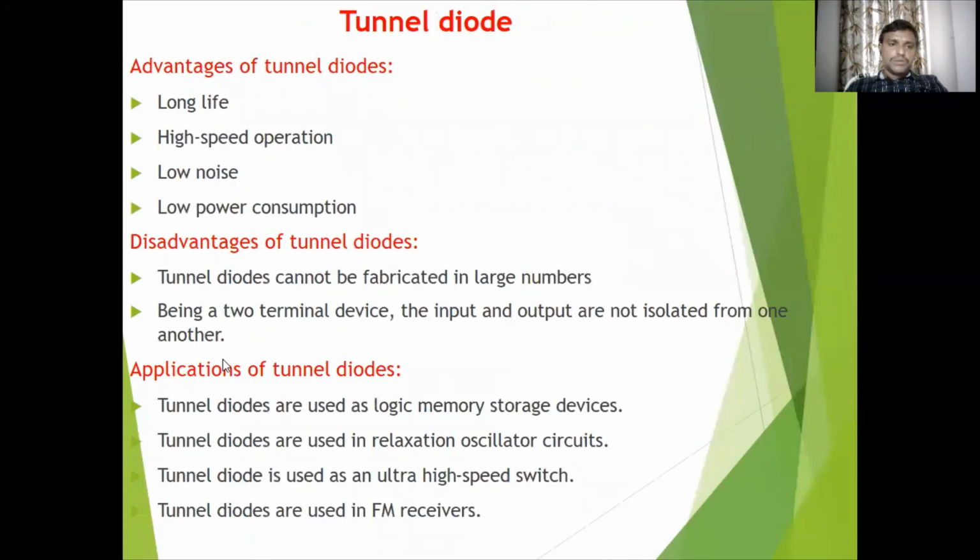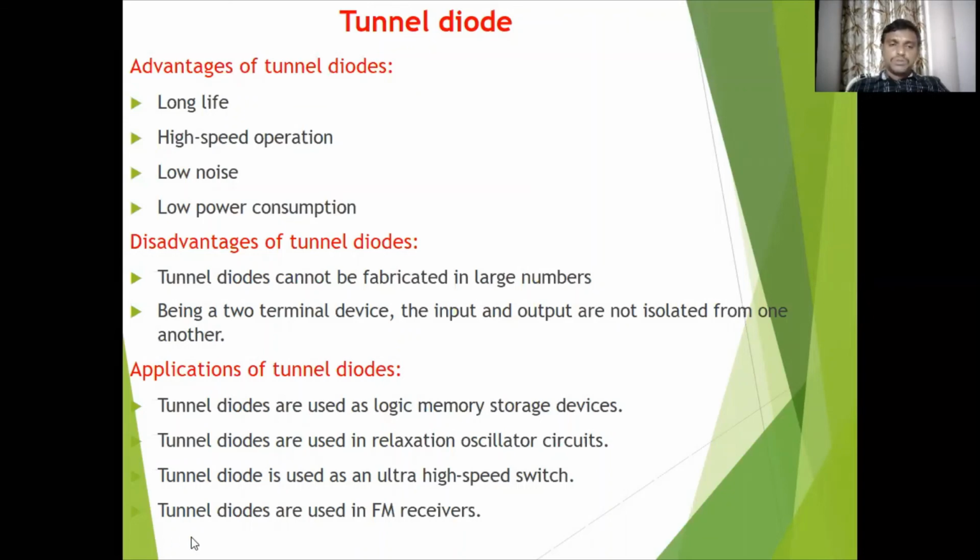Applications of tunnel diodes: tunnel diodes are used as logic memory storage devices. Tunnel diodes are used in relaxation oscillators. We have already seen the negative resistance region; the unijunction transistor is also an example of a device operating in a negative resistance region. Whatever electronic device operates in the negative resistance region, we can use it as a relaxation oscillator.